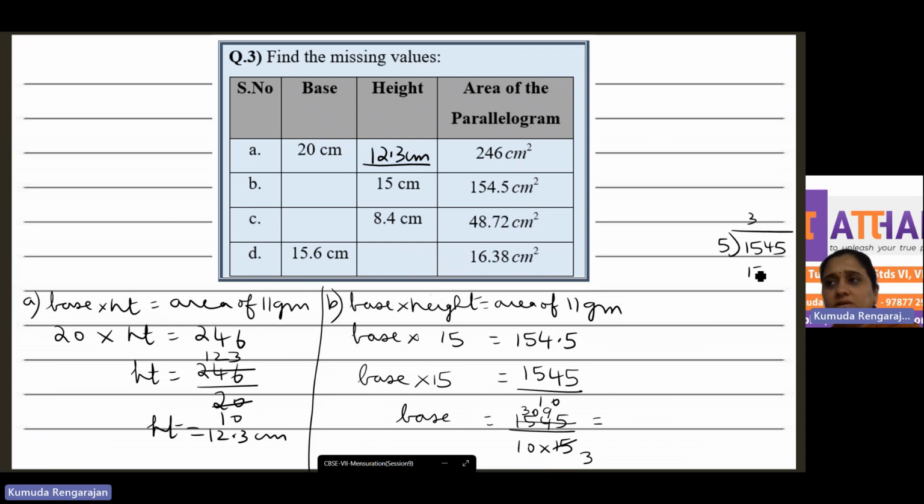5 3s are 15, 0 is a remainder. 4 comes down. It's not possible to divide, right? Okay. So you should add a 0 and then bring the next digit down. Now 5 9s are 45. Now again you can cancel 3 and 309, which is 103. So what do you get? 103 by 10. What is 103 by 10? 10.3. Don't shout, Anirudh. Who was that? Don't shout. 10.3 centimeters.